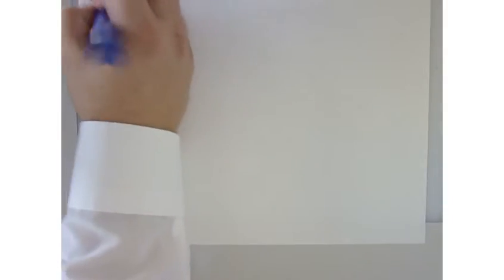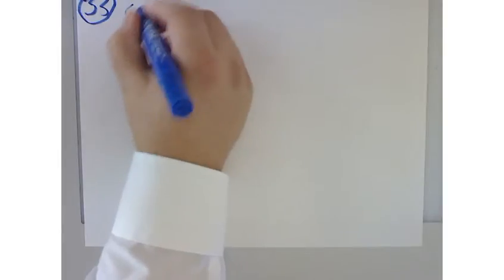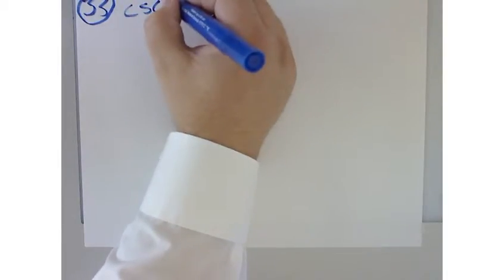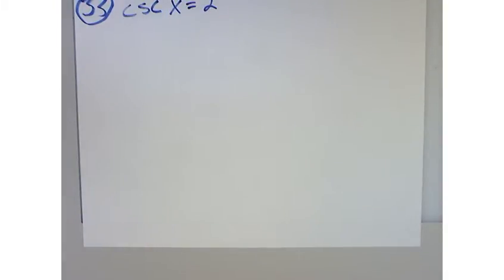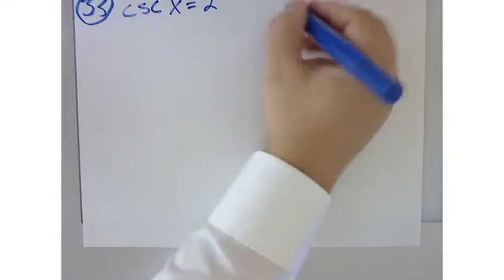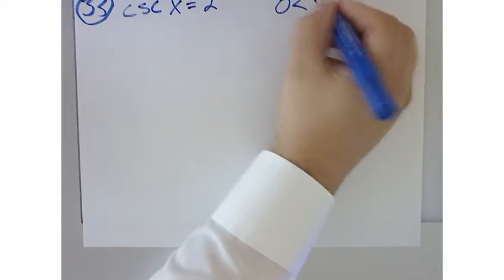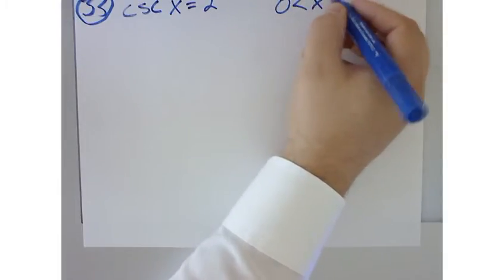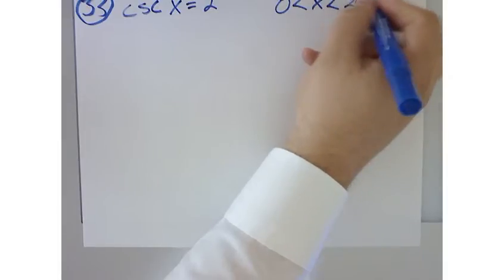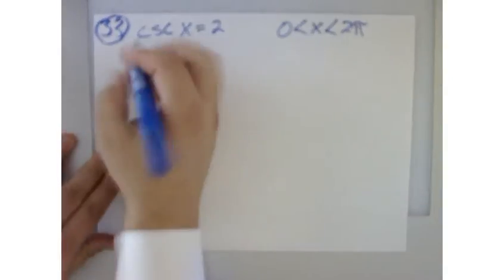33. You said 32. So 33 is cosecant of x is equal to 2. And they want us to find the values of x between 0 and 2 pi. So now, before we go any further, I just want to remind you of some things.